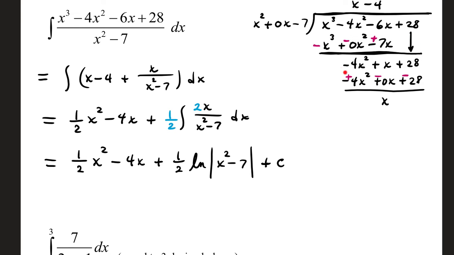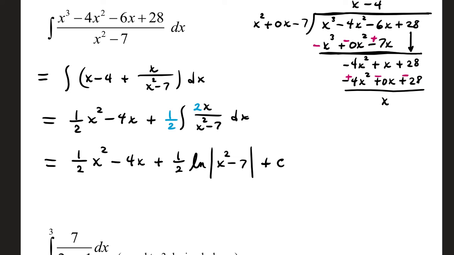Starting the process over, negative 4x squared divided by x squared is negative 4. Negative 4 times the divisor is negative 4x squared plus 0x plus 28, and that again is negative 4 times all three of these terms. Change all your signs. Vertically, you have like terms. Negative 4 plus 4 is 0. That tells us we're on the right track. 1 minus 0 is still 1 for the x term, 1x. 28 minus 28 is 0.